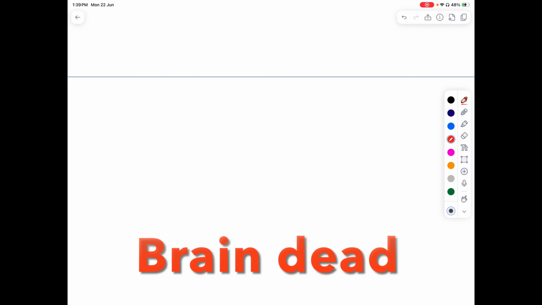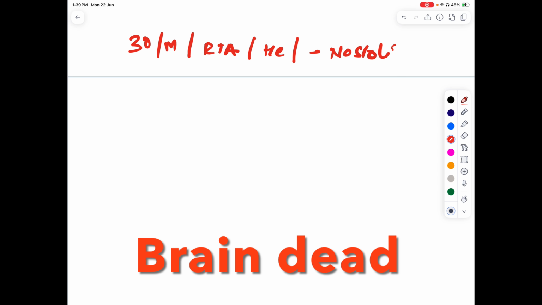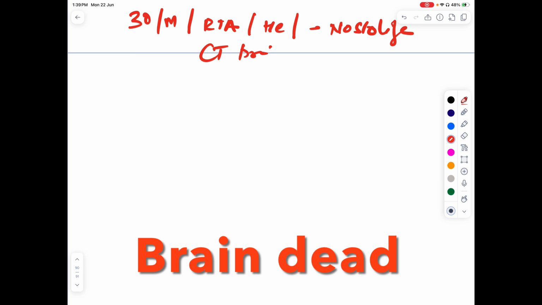There is a 30-year-old male, road traffic accident, head trauma, no signs of life. CT brain done, review the parameters. If you get hemorrhage, extradural hematoma is caused by the middle meningeal artery. It can follow head trauma, with a lucid interval, and is biconvex.